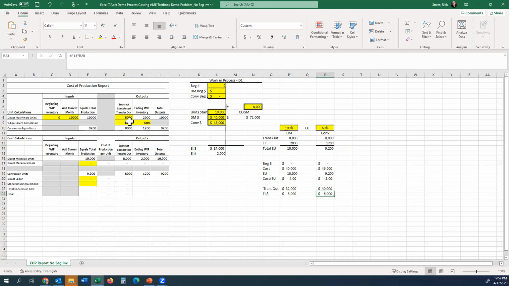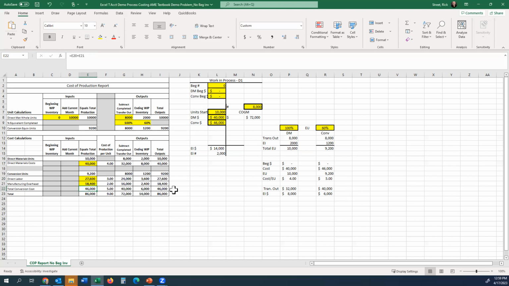Now let's look at the cost of production report. What do we need to do? Well, let's put the direct material cost right here. That's the 40,000. And then it tells you, again in the book, it separates direct labor and manufacturing overhead. And our direct labor cost was $27,600. And our manufacturing overhead was $18,400.